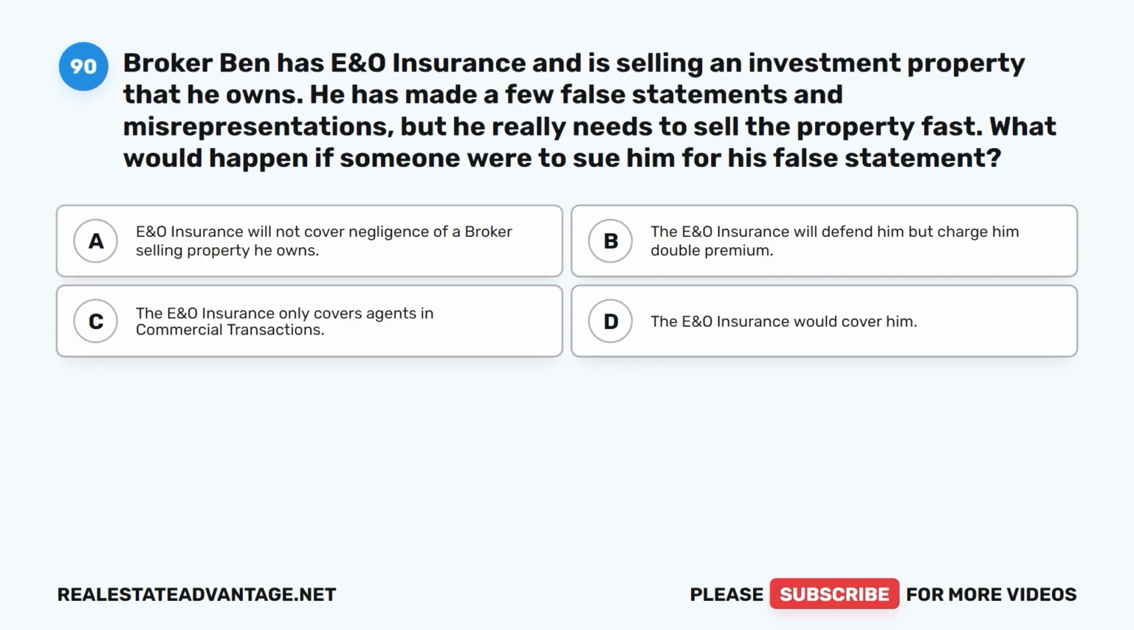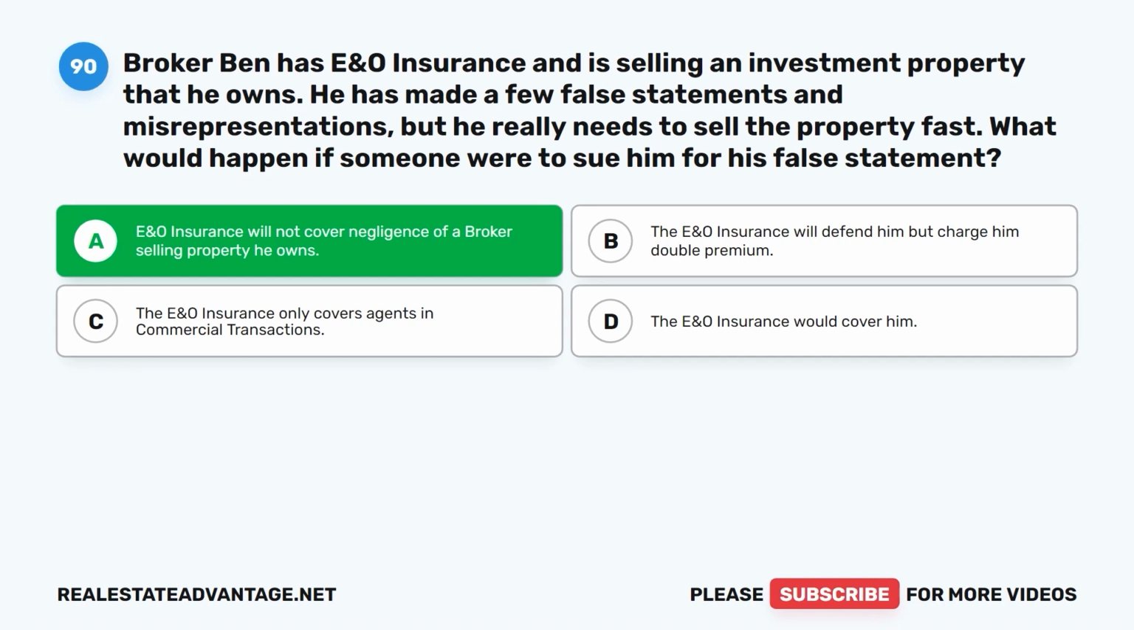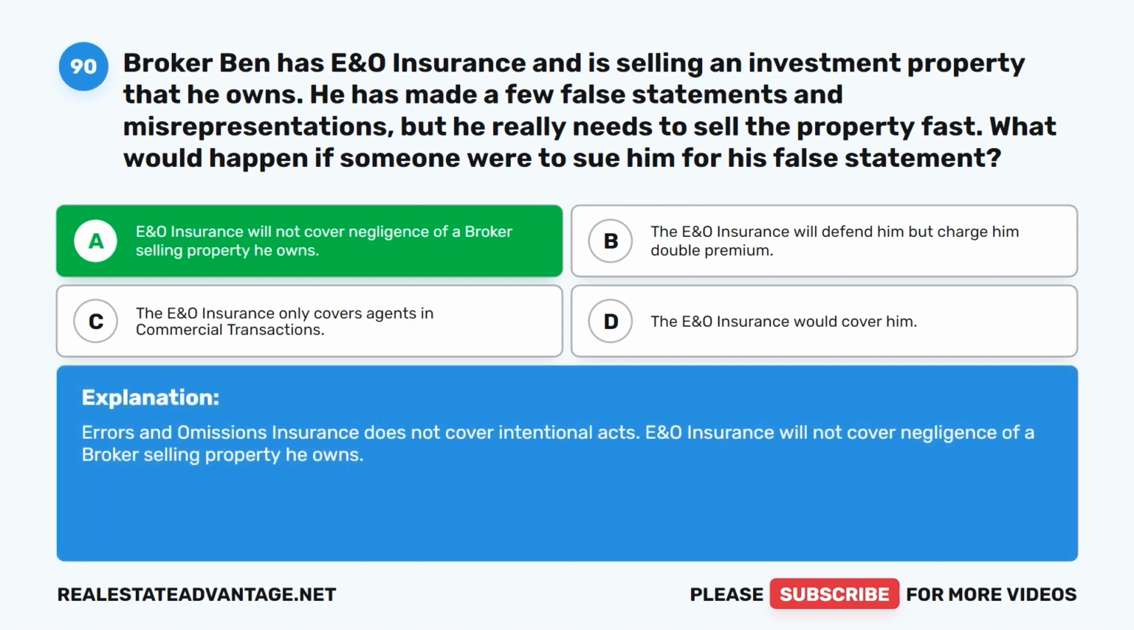Question 90. Broker Ben has E&O insurance and is selling an investment property that he owns. He has made a few false statements and misrepresentations, but he really needs to sell the property fast. What would happen if someone were to sue him for his false statement? A. E&O insurance will not cover negligence of a broker selling property he owns. B. The E&O insurance will defend him, but charge him double premium. C. The E&O insurance only covers agents in commercial transactions. D. The E&O insurance would cover him. The correct answer is A. E&O insurance will not cover negligence of a broker selling property he owns. Errors and omissions insurance does not cover intentional acts.